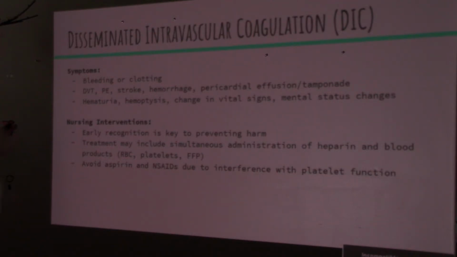Early recognition is the key. Treatment could include giving both things to make you stop clotting and to replace blood products at the same time. So again, it's a difficult emergency to manage because you're kind of tackling it on two different ends. Here we implement our bleeding precautions, harm risk, fall risk. So for a patient like this, that would be really key in managing them.